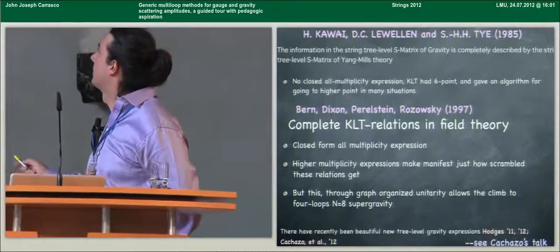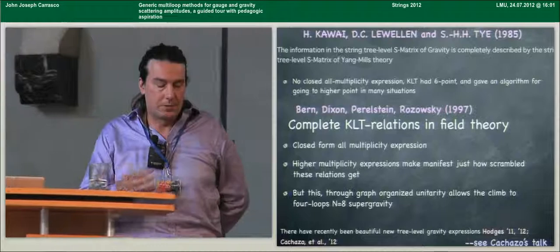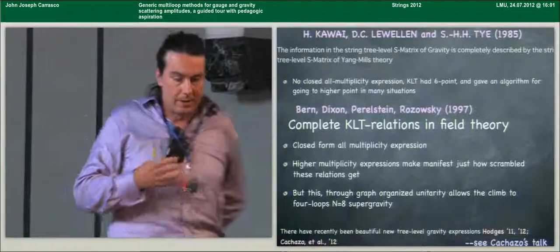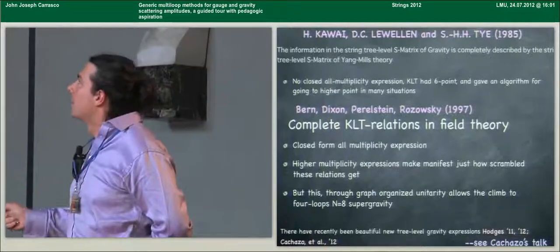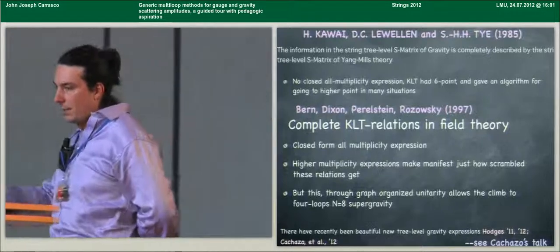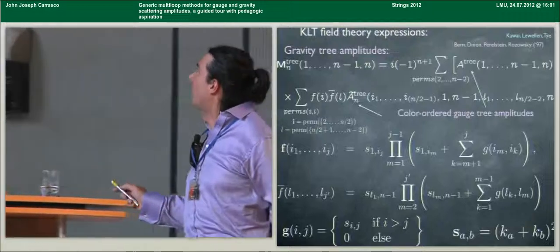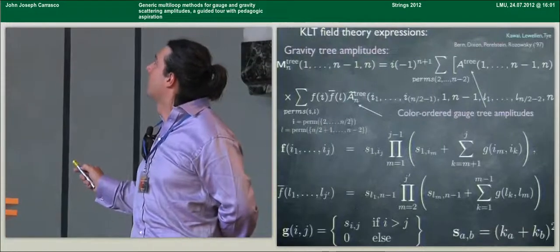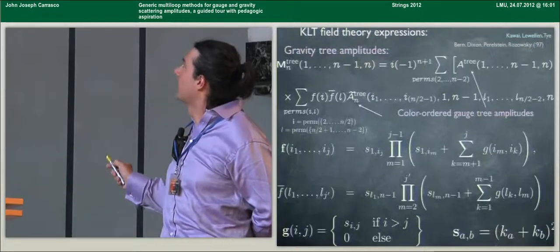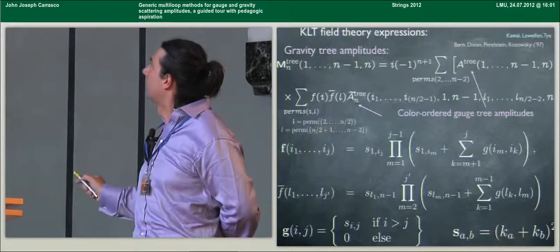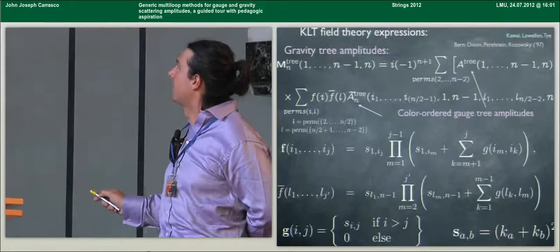And so I'm going to show you this expression in a second, and it does make manifest just how scrambled these relations between color-ordered gauge amplitudes and gravity amplitudes can be. But even though it is going to be kind of scrambled through these graph-organized unitarity cuts, it did allow us to climb to N=8 supergravity. And so this is the expression, right? The all-multiplicity expression, you'll see, is the sum over permutations of legs here, and then inside that's another sum over permutations. And these are gauge theory color-ordered amplitudes. And these factors here are some nice sums over Mandelstam invariants. There's a lot going on here.